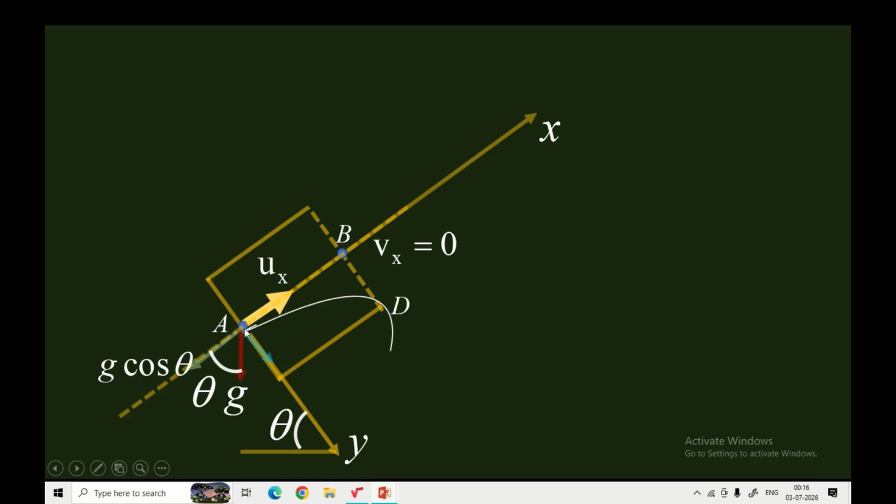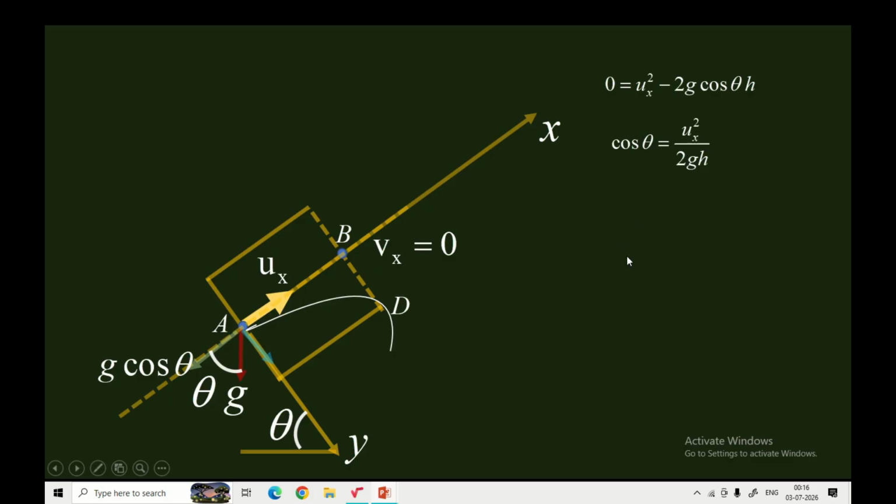Okay, so now we are going to use the equation of motion between A and B along x-axis, and since at B Vx is 0, we are applying the third equation. So Vx squared is equal to ux squared plus 2as. So acceleration is minus g cos theta, being opposite to x direction, and displacement is h because the side is given as h. So this displacement along AB is h, and from here we get the value of cos theta.